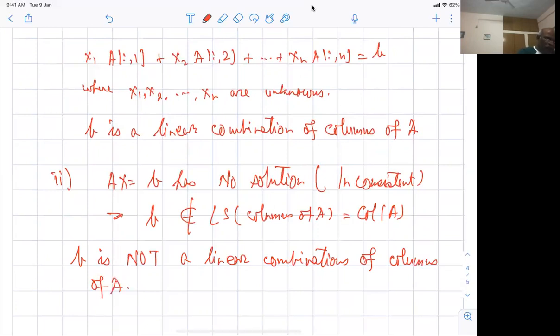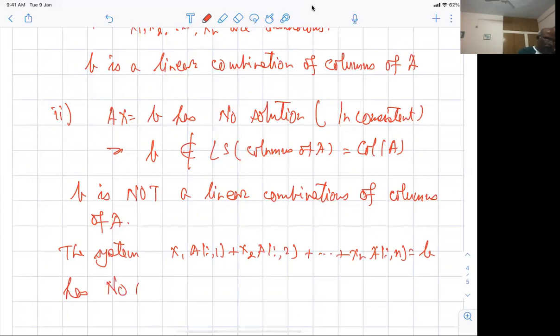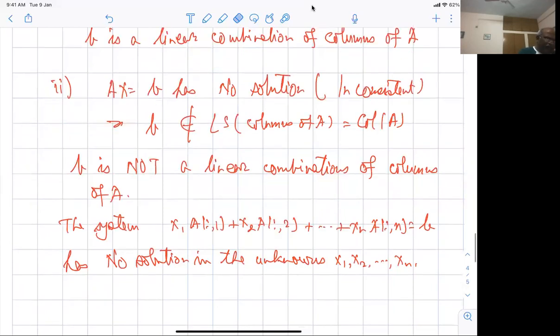or which is the same thing as saying that the system x1 times the first column of A plus x2 times the second column of A plus xn times the nth column of A is equal to B has no solution in the unknowns x1, x2, and so on. So these are very important ideas that they are related. That's what I'm trying to say.